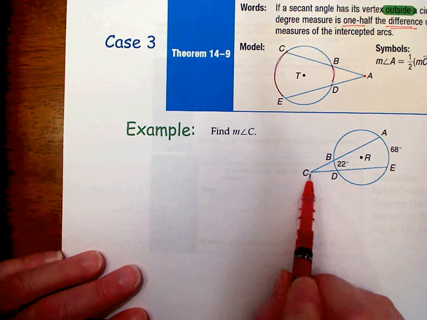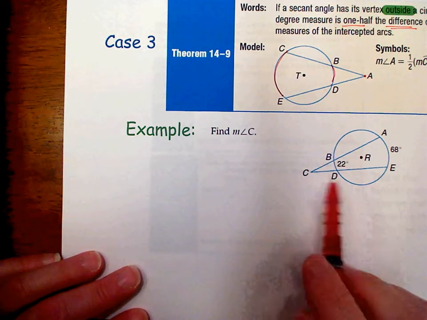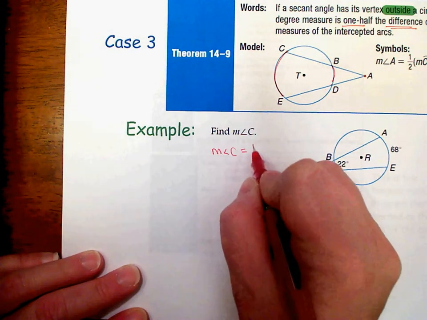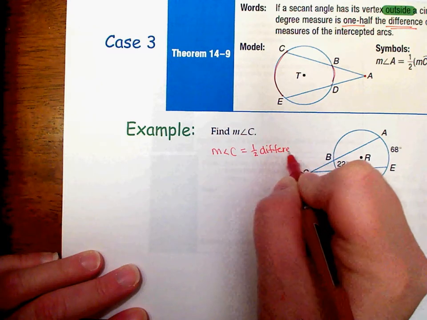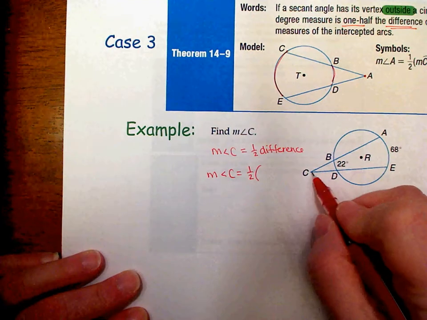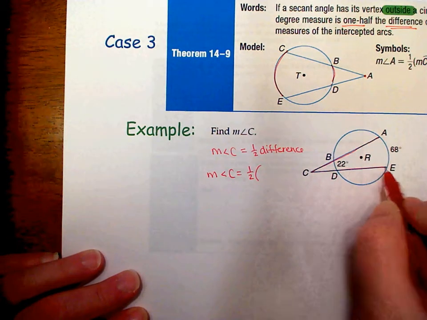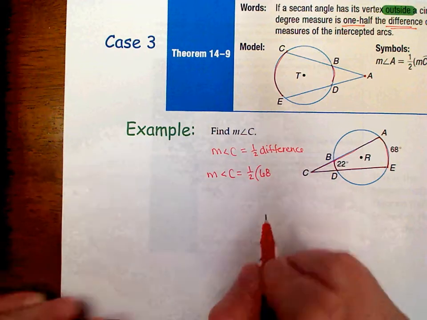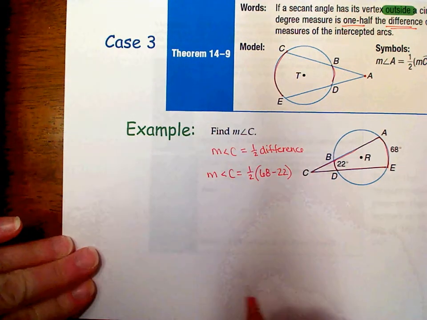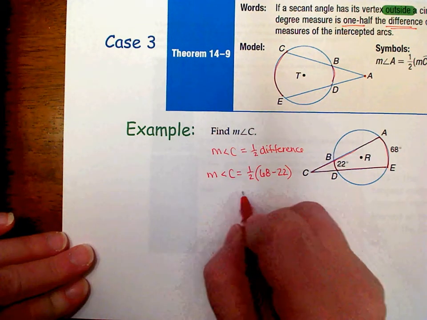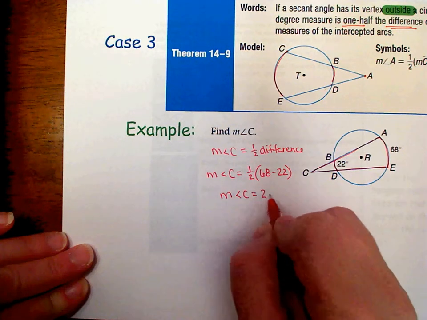So for example, here we want to find the measure of angle C. Remember, it's always about where is your vertex. The vertex of angle C is outside the circle. So the measure of angle C has to be half the difference, which means to subtract the two arcs. So here the measure of angle C is 1/2 of, we follow the sides here, we see that the two arcs we're looking at are 68 degrees and 22 degrees. So I'm going to put the bigger one first, 68 minus 22. 68 minus 22 is 46, and so we're taking half of 46, which is 23 degrees.